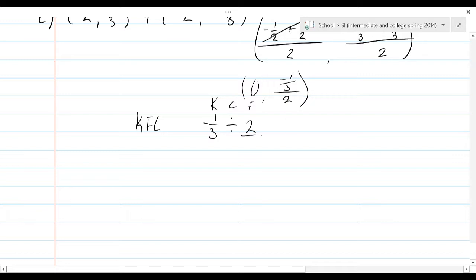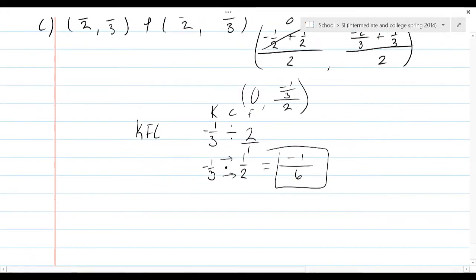So this is 2 over 1, which is what makes 2. So we're going to keep this. We got negative 1/3. We're going to change this to multiplication, and then we're going to flip this, to make it 1 over 2. And then to multiply fractions, you just go straight across. So that gives me negative 1 over 6. Okay, so our answer is negative 1 over 6 for the y value. I guess I shouldn't box that.